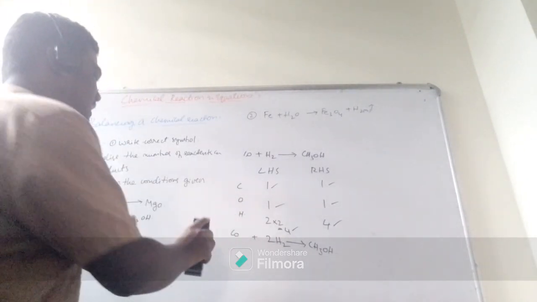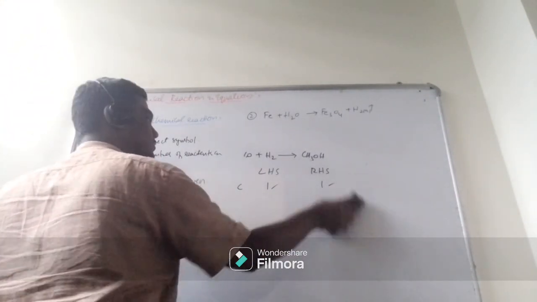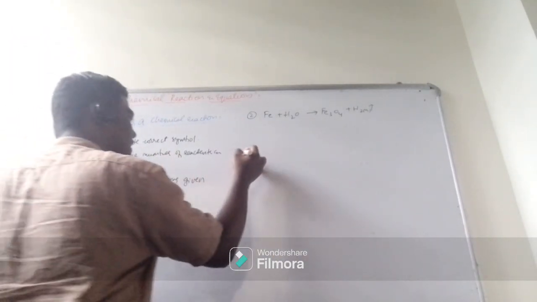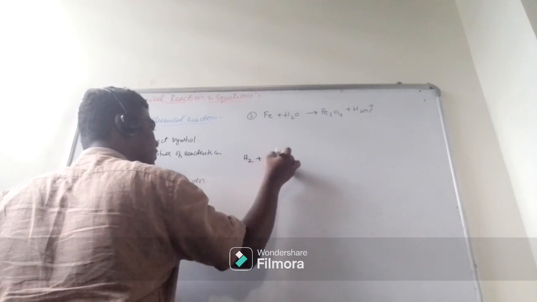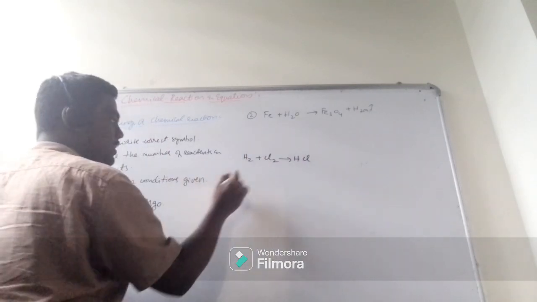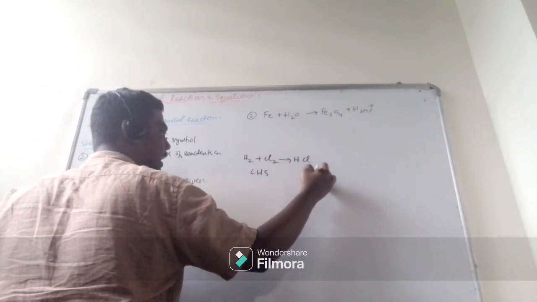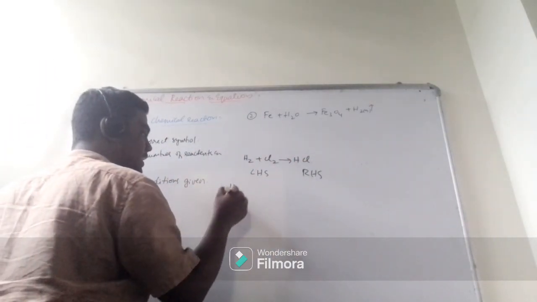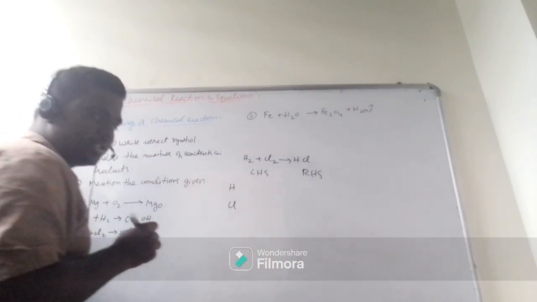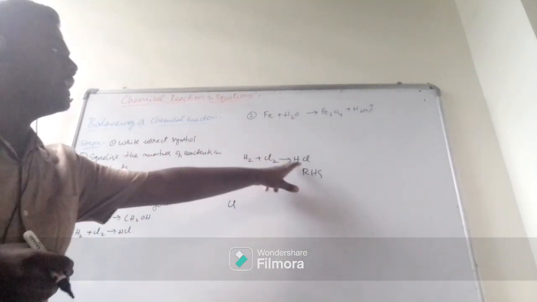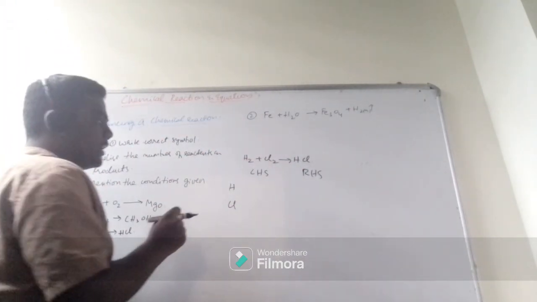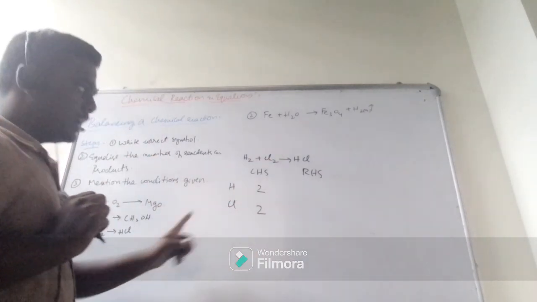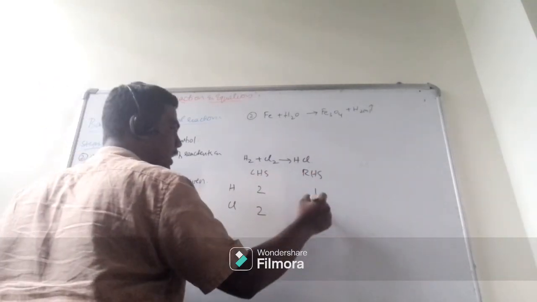Coming to the third example, H2 plus Cl2 gives HCl. First step, write down LHS and RHS, LHS, RHS written. Second step, write down all the elements that are present. Hydrogen and chlorine are present here. Yes, H and Cl, H and Cl are present. Now write down the number of atoms. Here we have 2. Here also we are having 2. And coming here, both are 1 and 1.